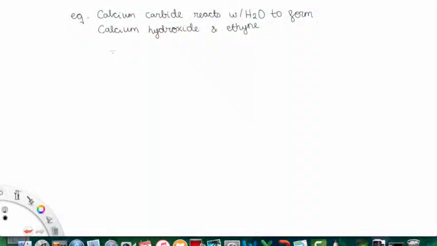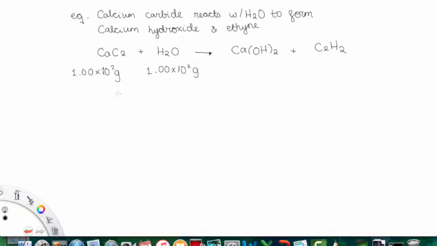So here's a limiting reactant problem. Calcium carbide, which is written as CaC2, reacts with water to form calcium hydroxide and ethine, which is C2H2. Okay, so they're asking you what is the limiting reactant when 1 times 10 to the power of 2 grams of water reacts with 1 times 10 to the power of 2 grams of the calcium carbide.